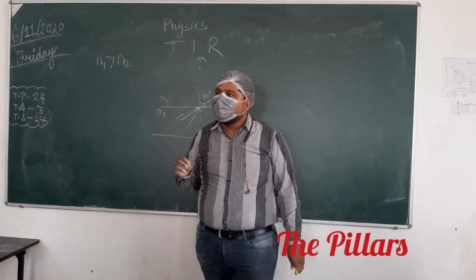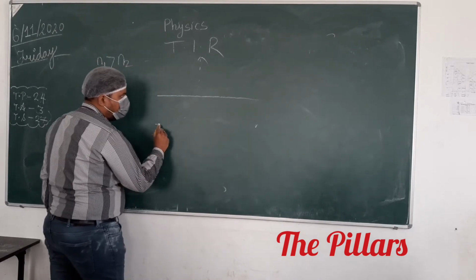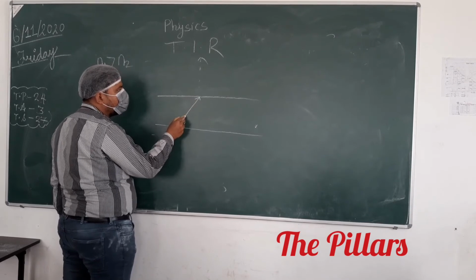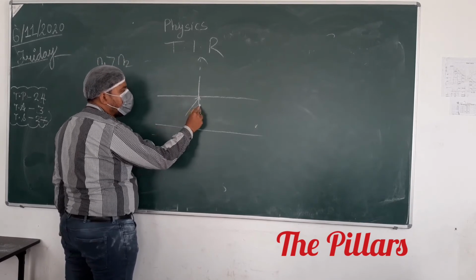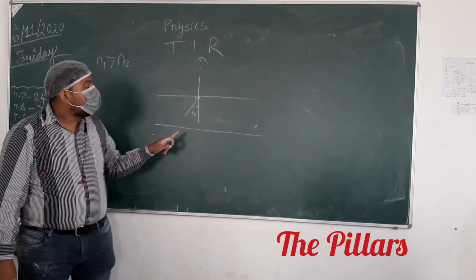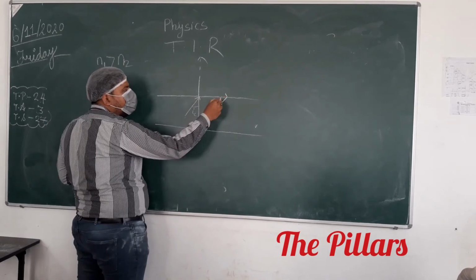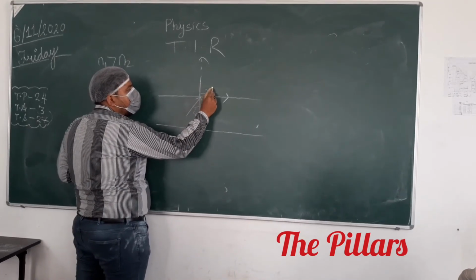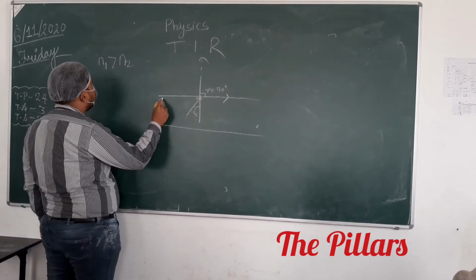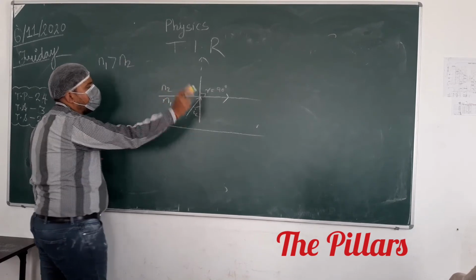Got it? So I have a situation like this. Let this angle be IC, meaning the critical angle of incidence. What will be the path of the refracted ray? Here, and that is equal to 90 degrees. Yes or no? This is N1, and this is N2.